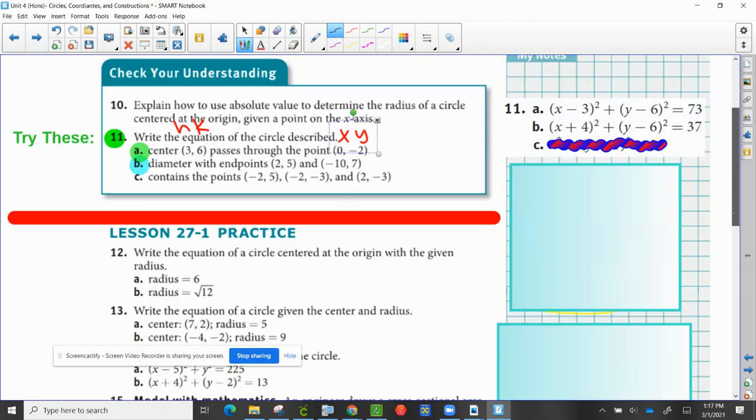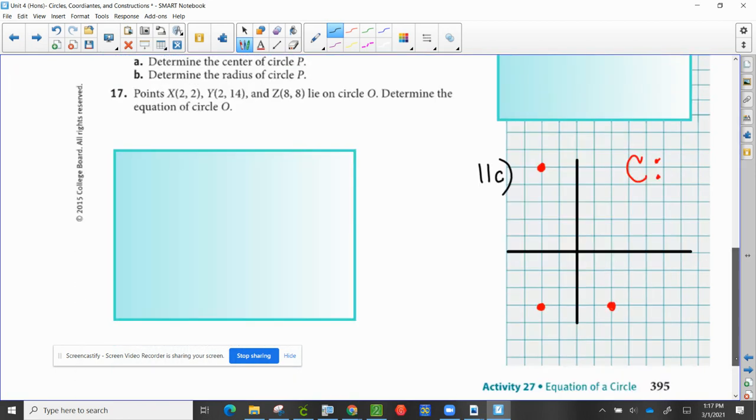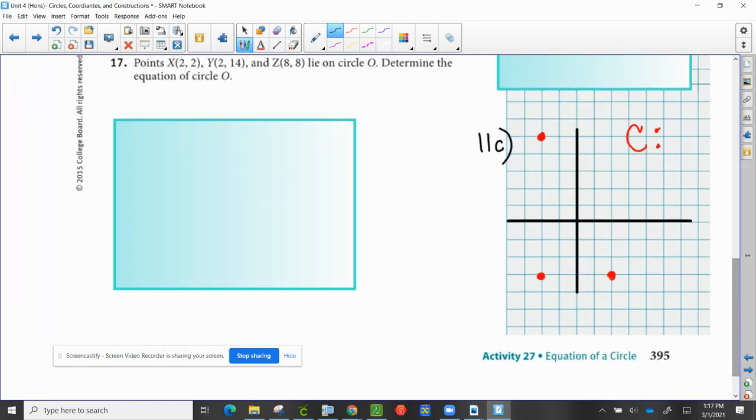Okay, so one last one for you guys. Let's have you guys do 11C. So you have points (-2, 5), (-2, -3), and (2, -3). So you want to draw yourself kind of a little xy plane here on your graph. Use that graph paper. And if you plot those 3 points, I'll give you a second to do that.